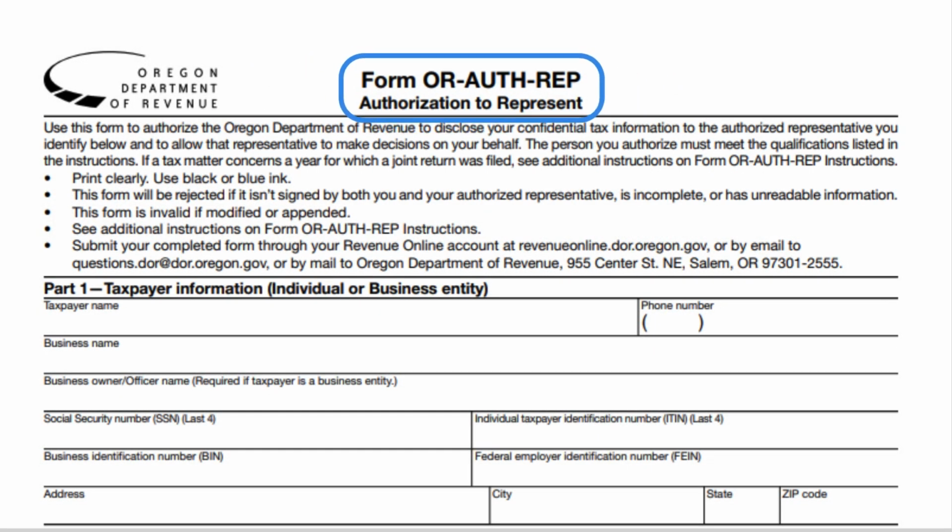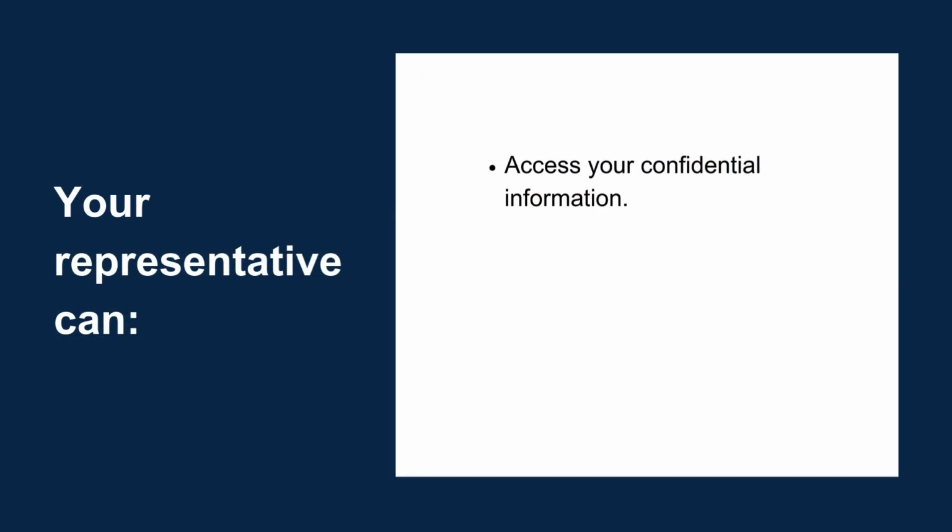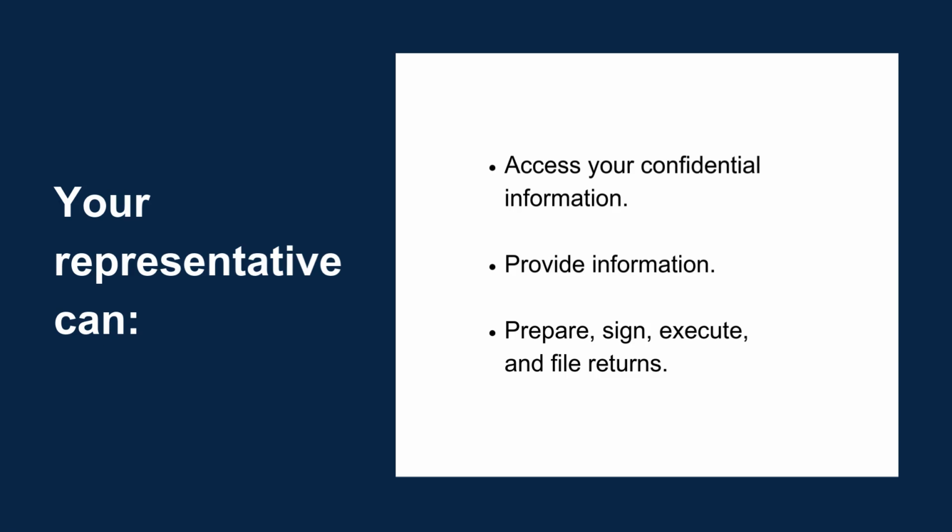Use Form OR-AUTH-REP, Authorization to Represent form, to authorize an individual to represent you before the Oregon Department of Revenue. Your representative will have full authority to act on your behalf and can do everything you can do before the department with the same legal effect. This includes accessing your confidential information, providing information, preparing, signing, executing, and filing your returns.